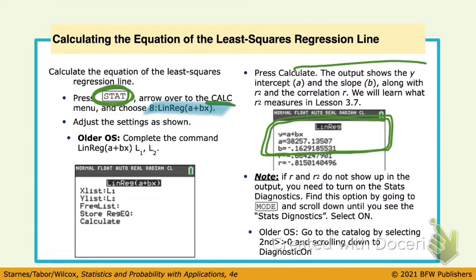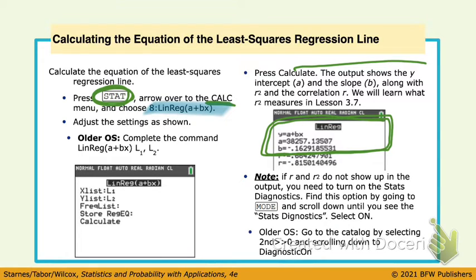If you have a calculator where you are not seeing Stat Wizard and Stat Diagnostics, then what you have to do is go to the catalog. You would go to second and 0 for catalog, and you would scroll down until you see the phrase diagnostics on, and you would hit enter and then enter to turn it on. Okay? Has everybody got their Stat Diagnostics on? And the wizard is on and ready?